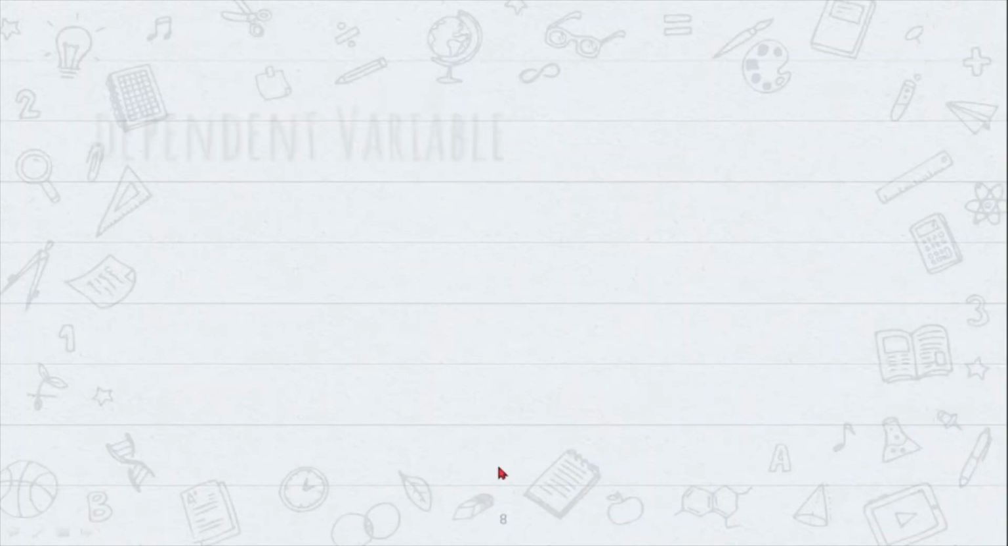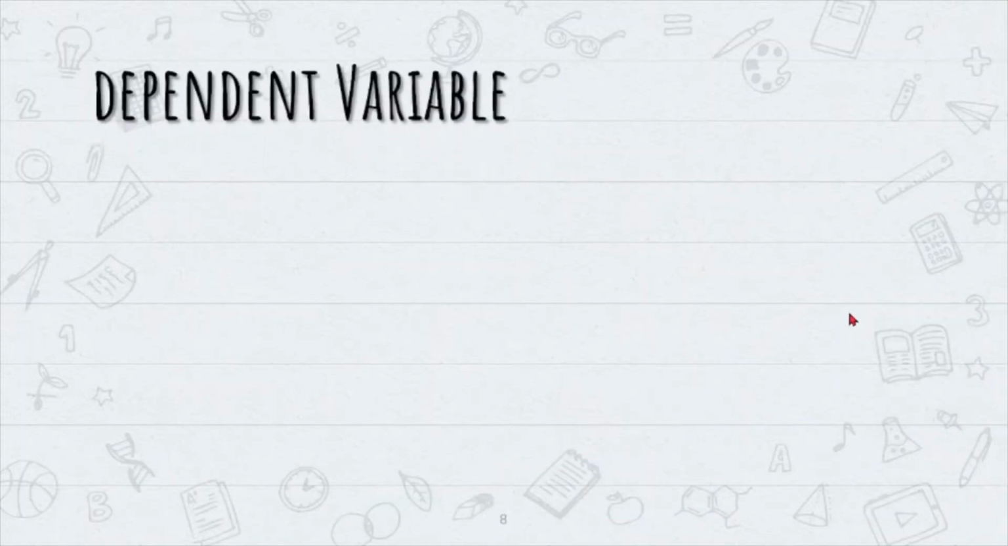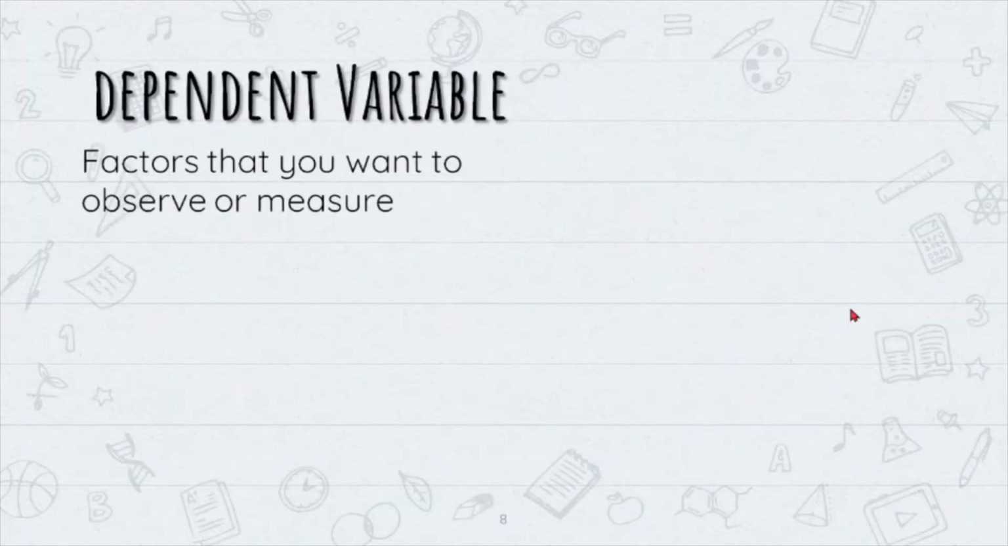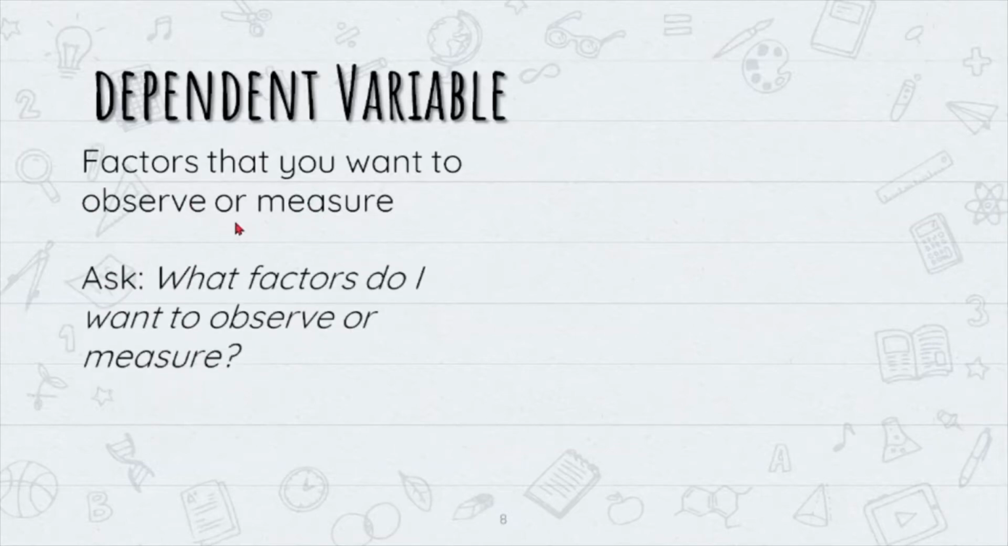Next, dependent variable. Dependent variable, on the other hand, are the factors that you want to observe or measure. So take note, dependent variable, the things that you want to observe or measure during an experiment. So if you want to identify your dependent variable, you should ask the following question. What factors do I want to observe or measure?